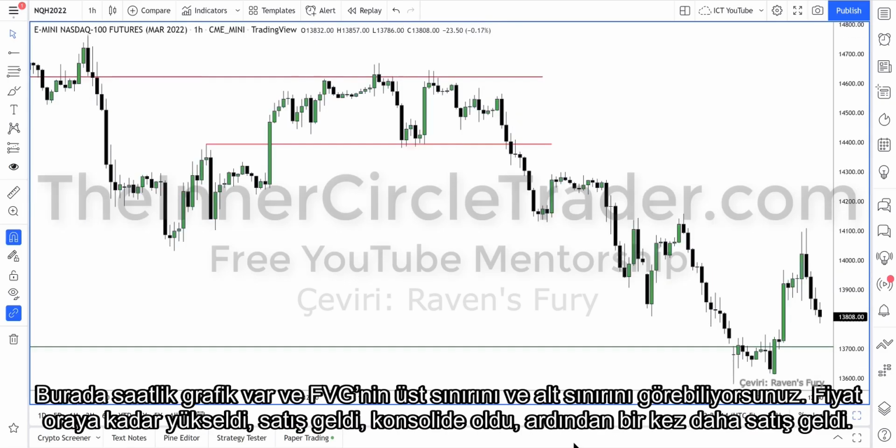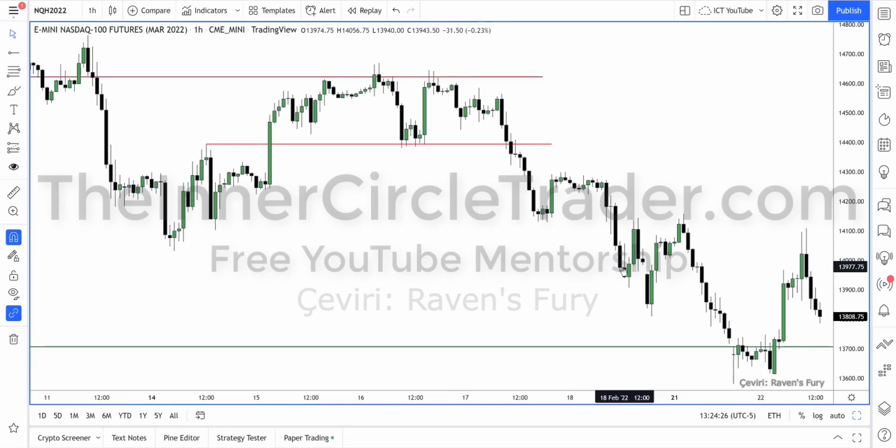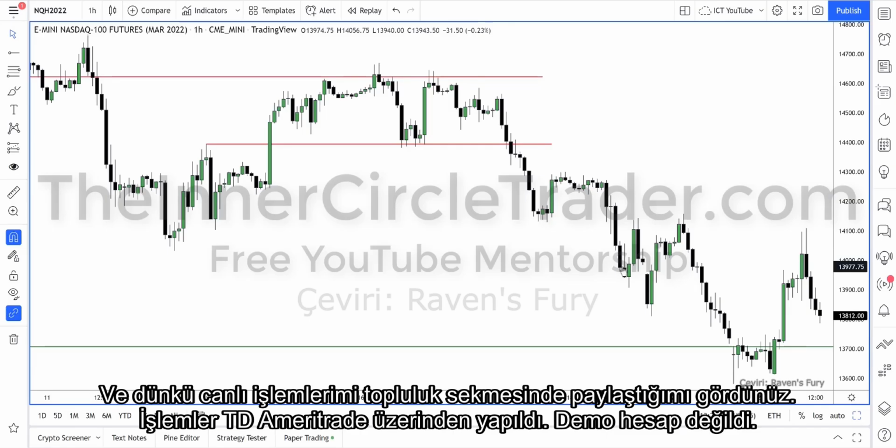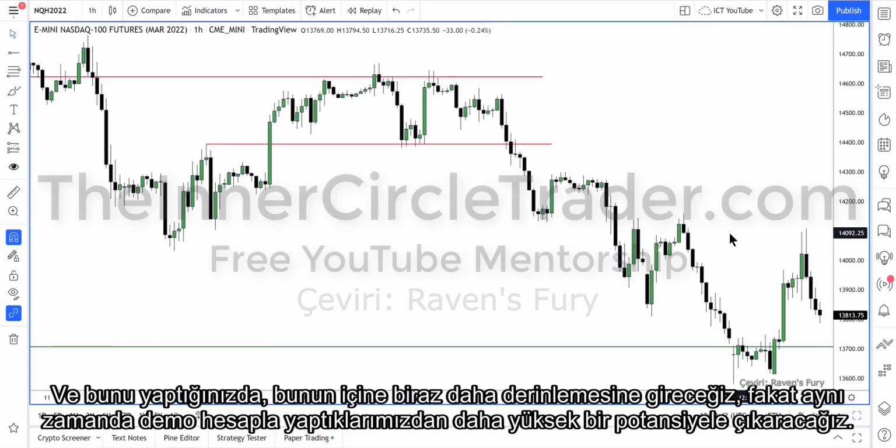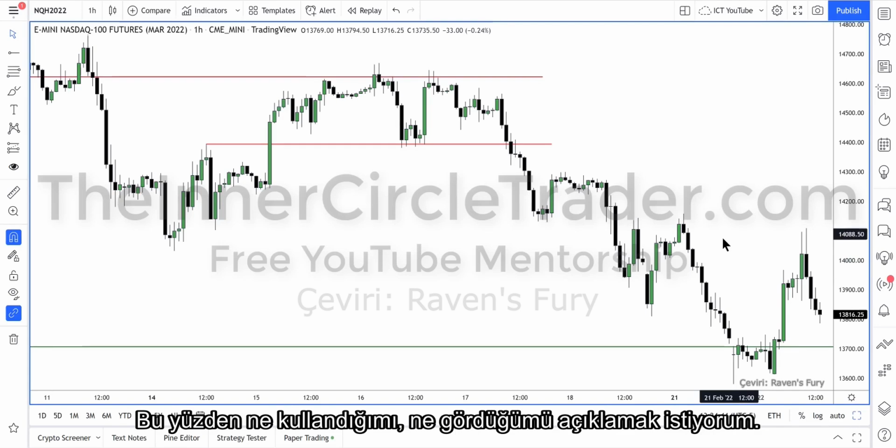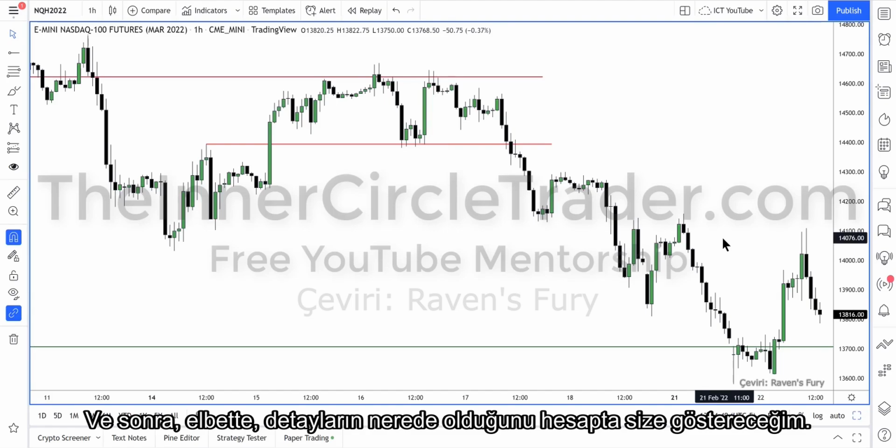All right, so here is the hourly chart, and you can see that high end of the fair value gap and the low end of the fair value gap. We traded up into that, sold off, consolidated, sold off once more. And you watch me share on the community tab my live trades from yesterday. It was traded through TD Ameritrade. It was not a demo account. Okay, so I want to go into what I used, what I saw, and then obviously I'll show you in the account where the details were.